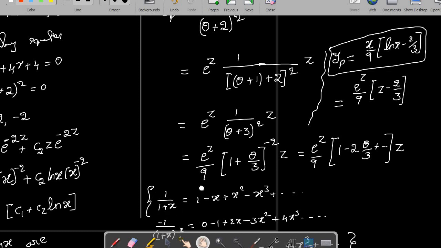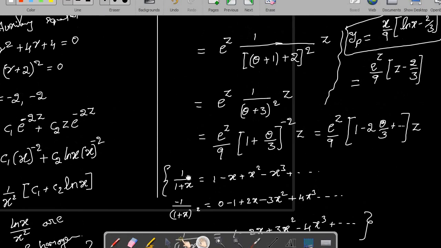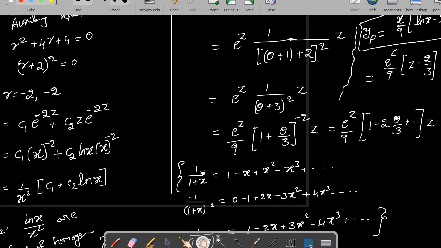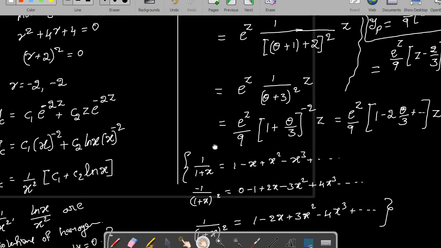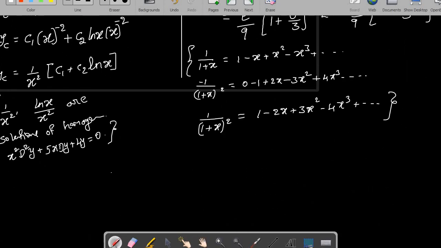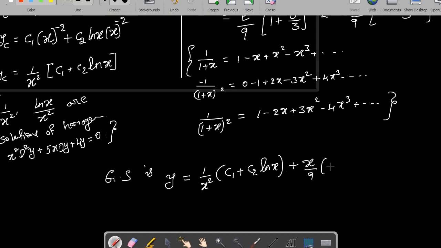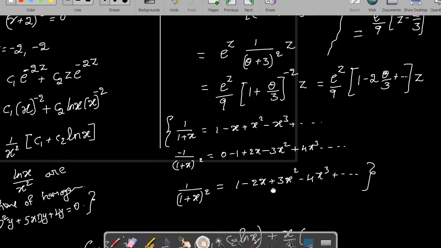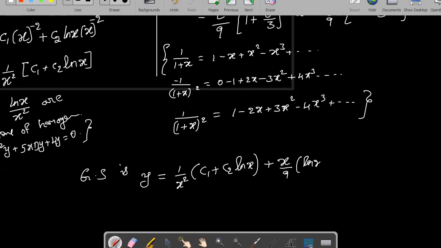You got the complementary function and you got the particular integral. I hope finally you can write the general solution just by combining these two. So what is the general solution finally? The general solution is y equals 1 over x² times (c1 plus c2 ln x) plus the particular integral, that is x by 9 times (ln x minus 2 by 3). That's it. I hope you understand, right?